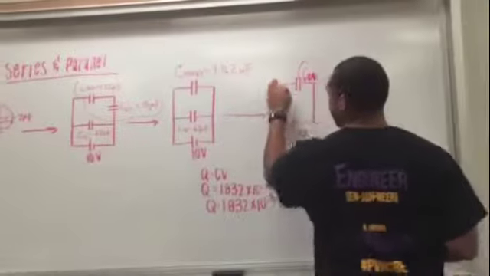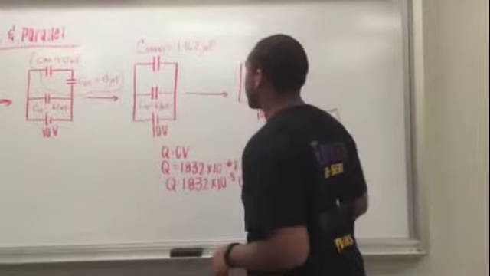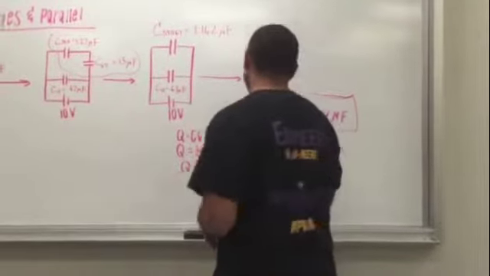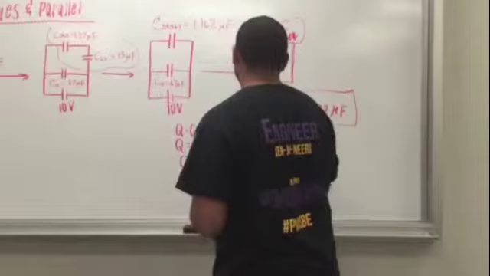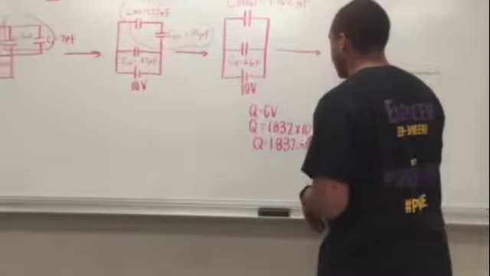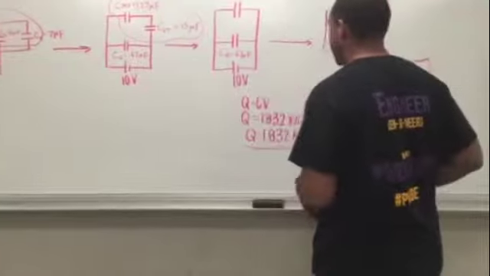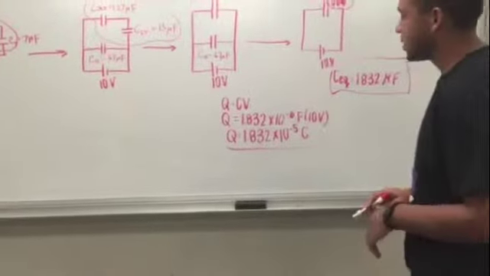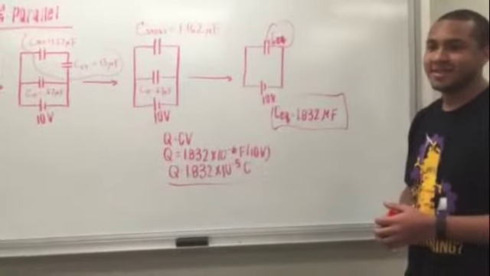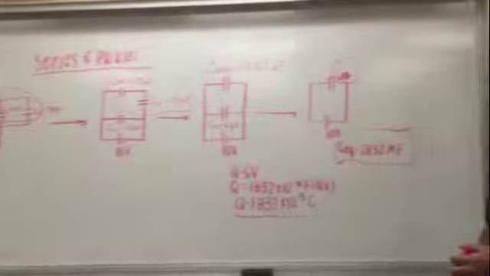It's 11:49. So if you want to find the charge, take the equivalent capacitance and multiply it by the voltage. It's quick and easy. Capacitance is 1.832 times 10 to the negative 6 farads, times 10 volts. And there you go: 1.832 times 10 to the negative 5 coulombs. And that is the charge. We have learned about capacitance today, my peoples.